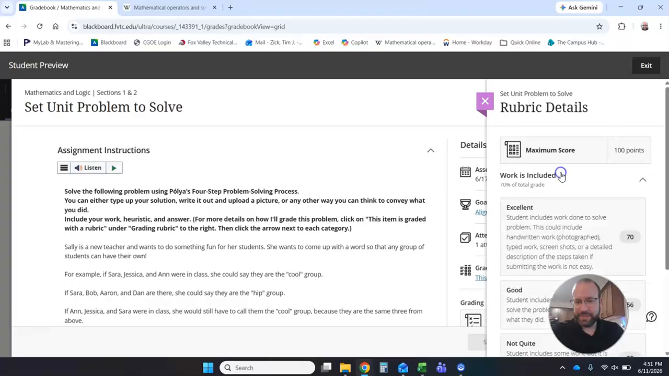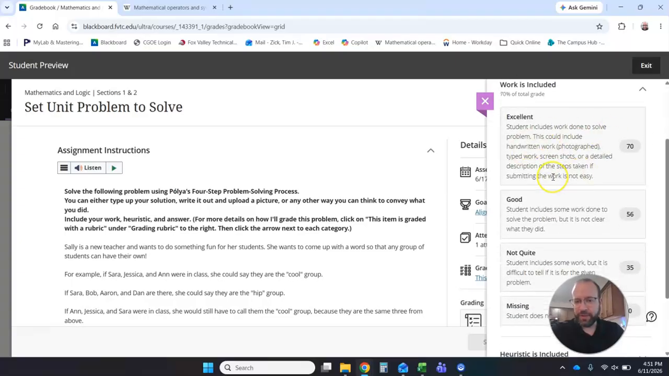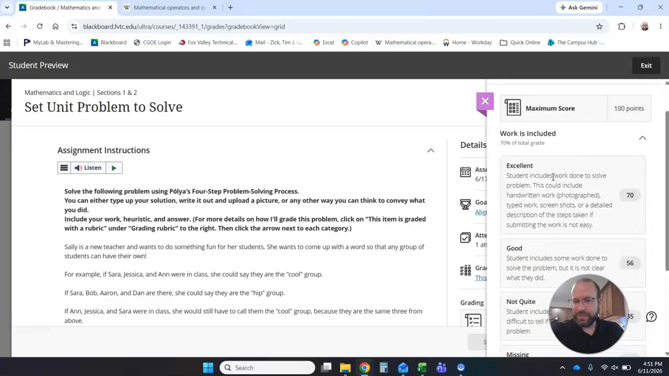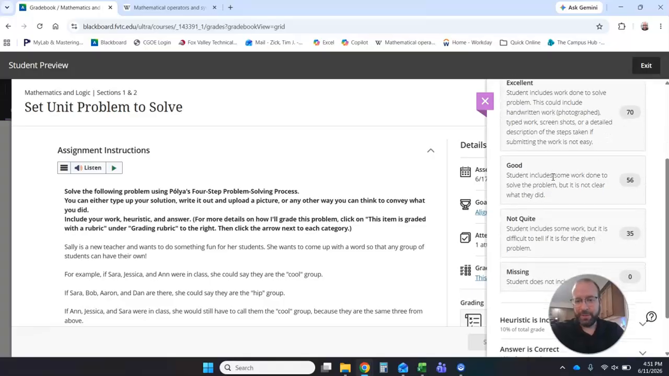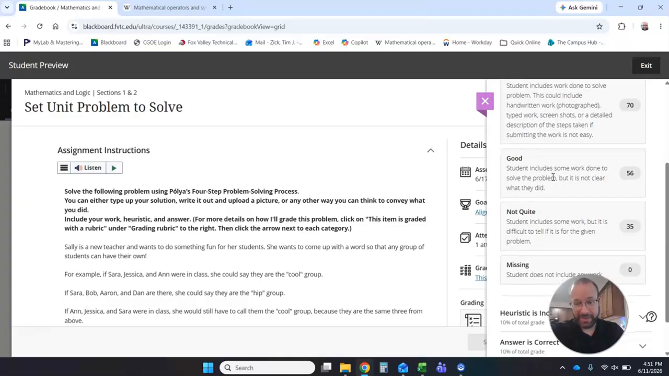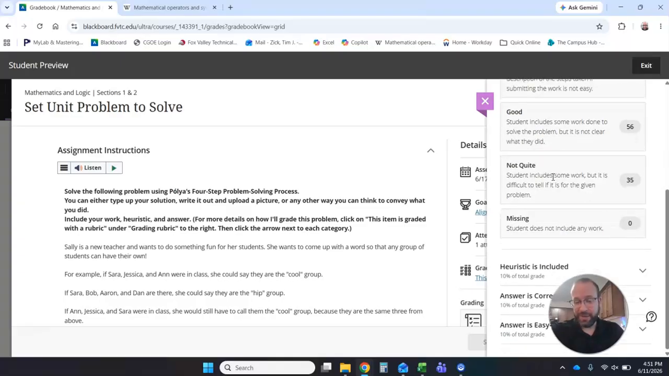The rubric says, if you include your work, so you show me what you did to solve the problem, you get 70 points out of the 100. Showing me your work, showing me what you did, is most of the points. If you've got your work, but I'm not sure what you did, I'll give you 56 of those points. If you've got some work, but I have no idea what you did, or if it was even for the problem, I'll give you 35. And if there's no work, 0 for that.